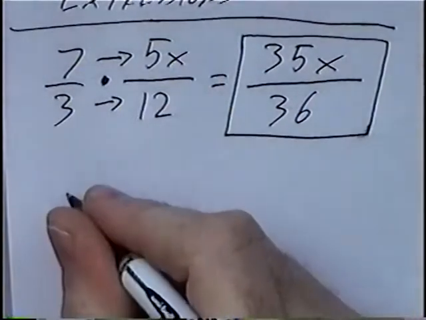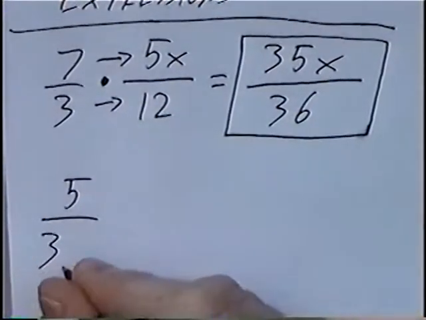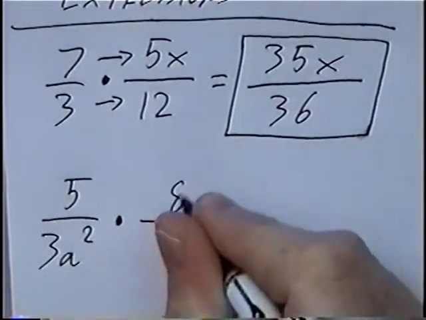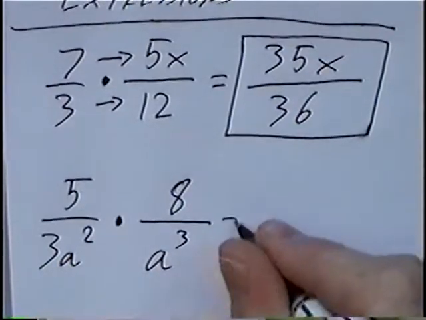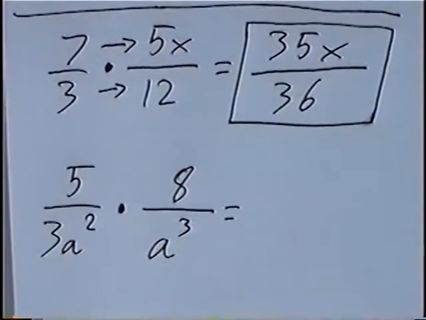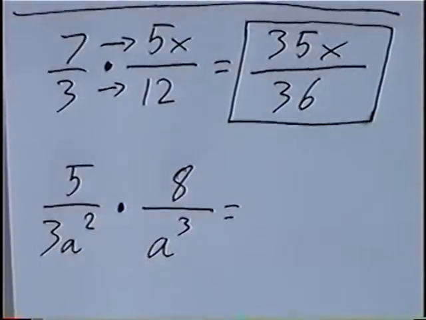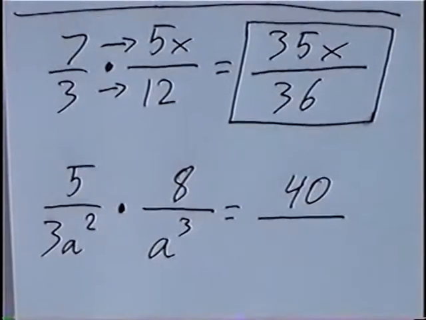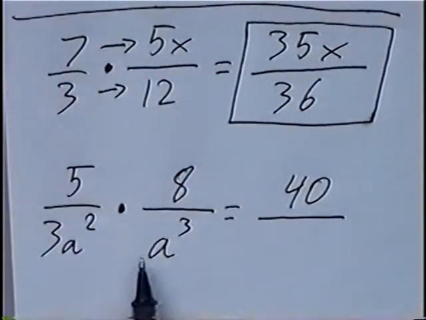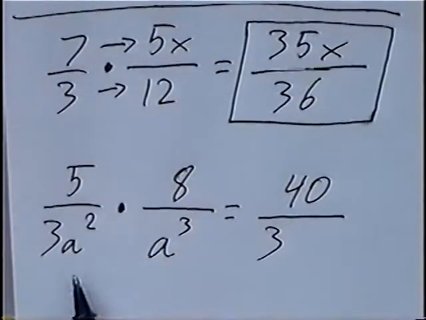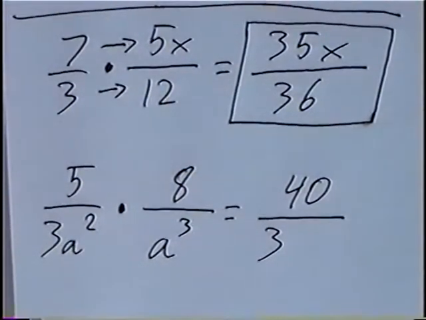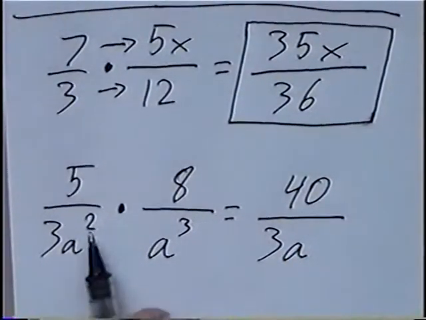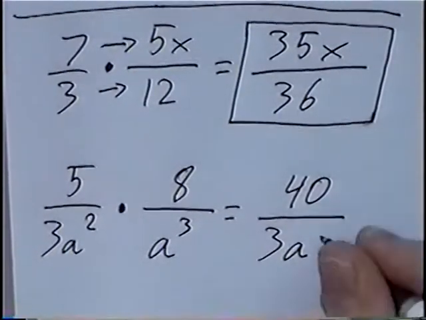Second question, 5/3a to the second power times a second fraction, 8/a to the third power. Again, multiplying fractions, we can multiply straight across. 5 times 8 would be 40. And for the denominator, we have a single coefficient of 3, which will stay the same. A squared times a to the third power. If you remember from previous sections, when multiplying, we'll add the exponents. So 2 plus 3 would be 5.